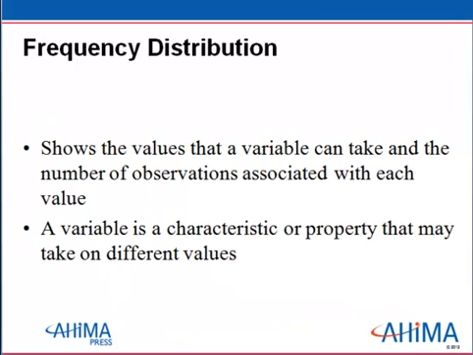Because it is difficult to draw conclusions from data that is in raw form, they often summarize that into frequency distributions. A frequency distribution shows the values that a variable can take and the number of observations associated with each value. Using the previous example, a facility conducting HIV testing may be interested in the number or frequency of HIV negative and positive individuals using their services.